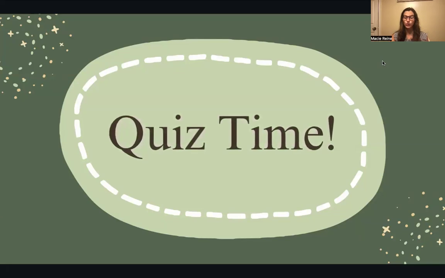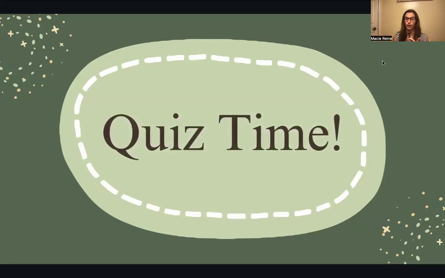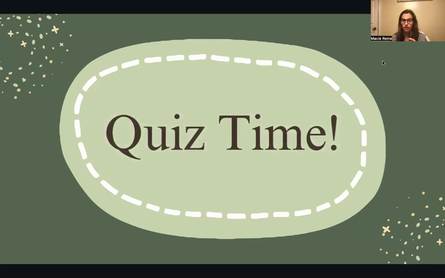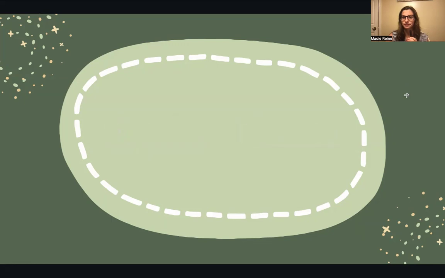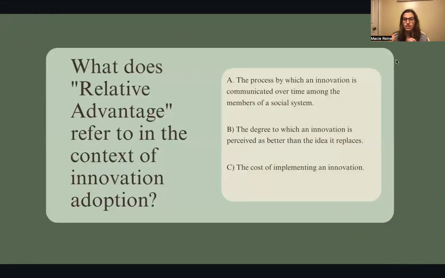So now that we have gone through the whole presentation, I think it would be a great time to give a little quiz to test what we've learned through this whole thing. So the first question is, what does relative advantage refer to in the context of innovation adoption? The correct answer is A, the process by which an innovation is communicated over time among the members of a social system.